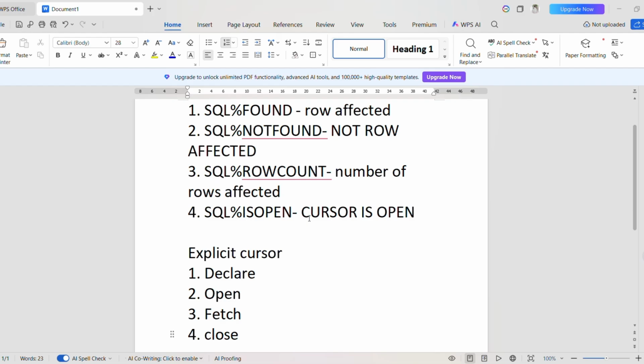So that's all for today's video. Today we learned what a cursor is, then the meaning of implicit and explicit cursor. We covered the main characteristics and basics of implicit and explicit cursors. I hope these explanations were easy to understand.